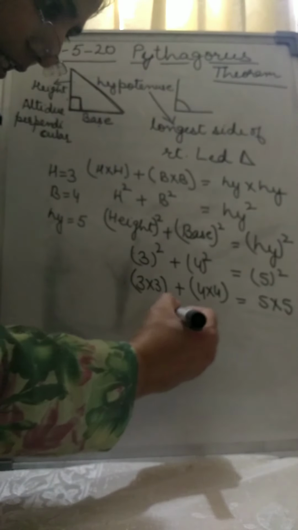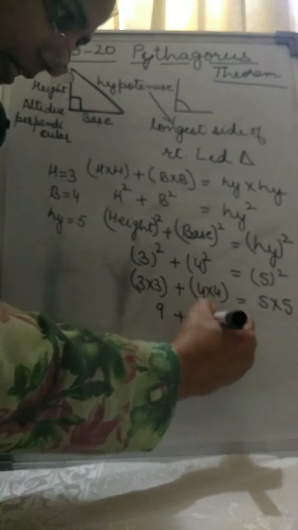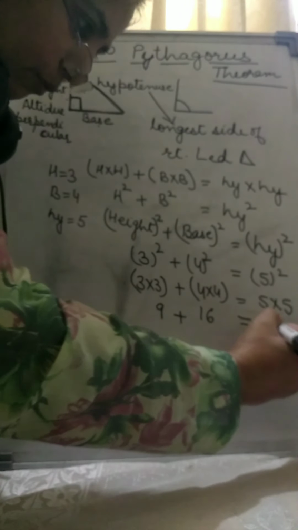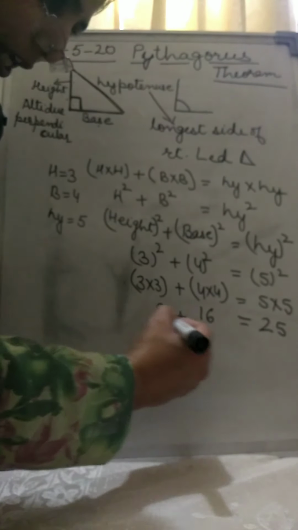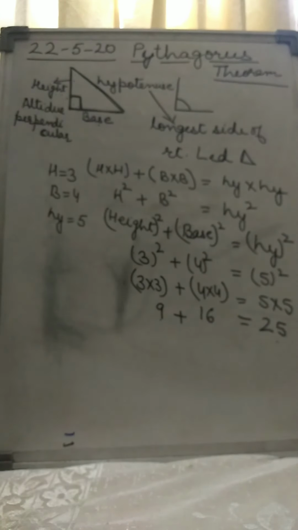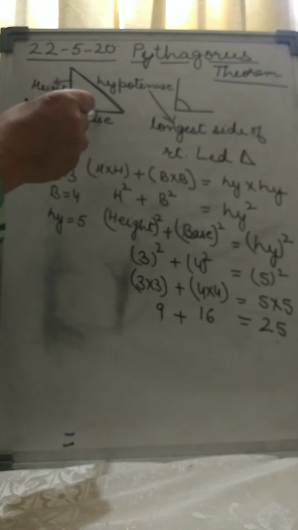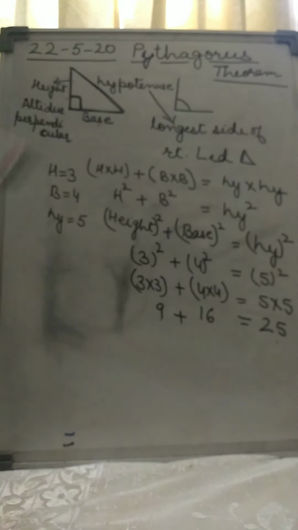So this is 9 plus 16, which is equal to 25. So 9 plus 16 is 25. So this triangle with measurements 3 height, 4 base, then the hypotenuse is going to be 5 centimeter, millimeter, whatever the dimensions will be given. So then this will be possible.